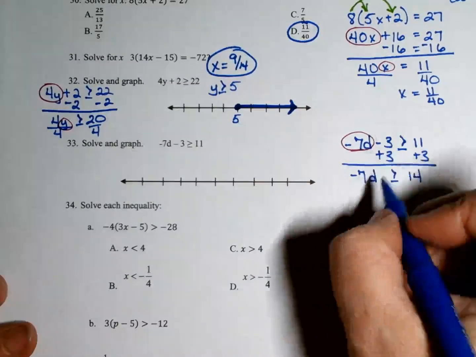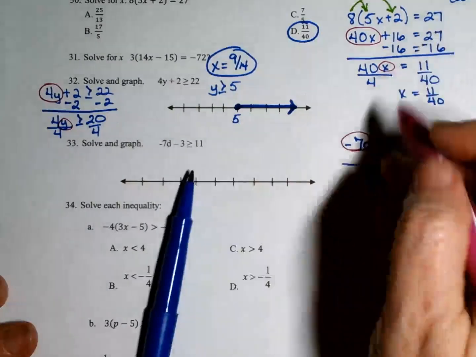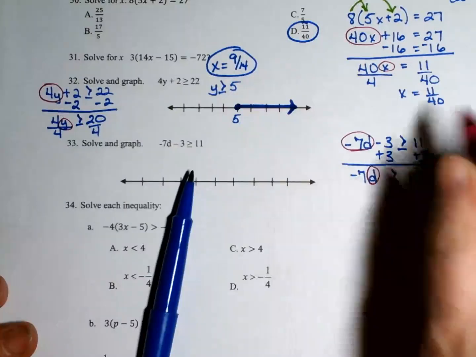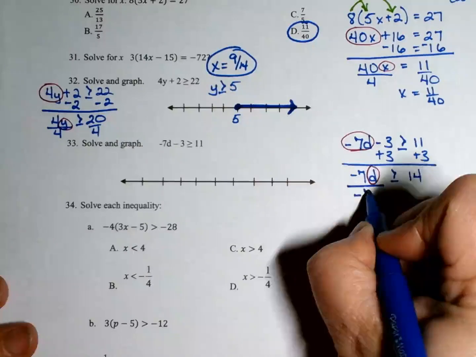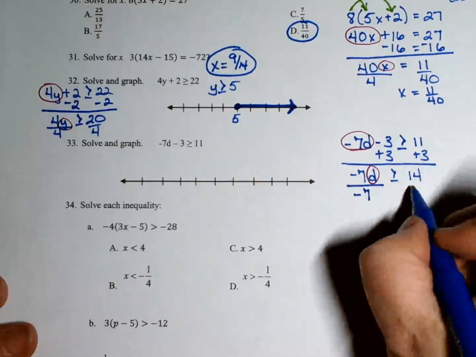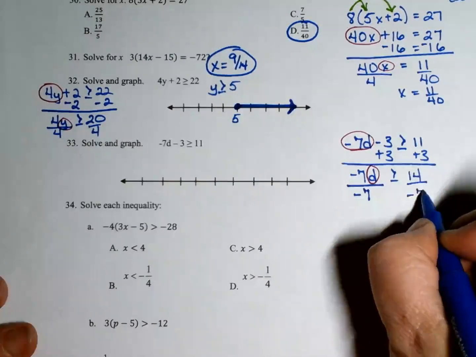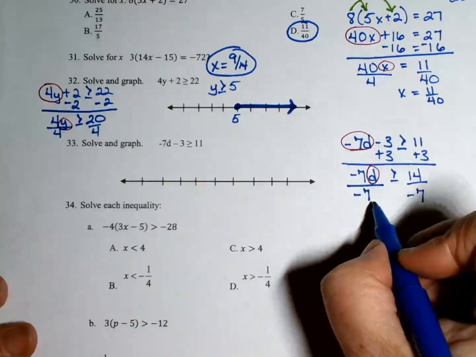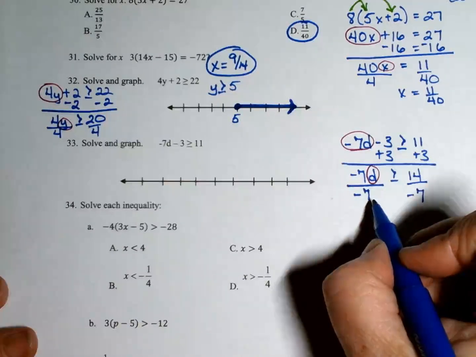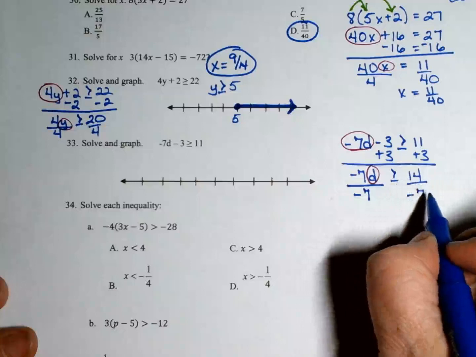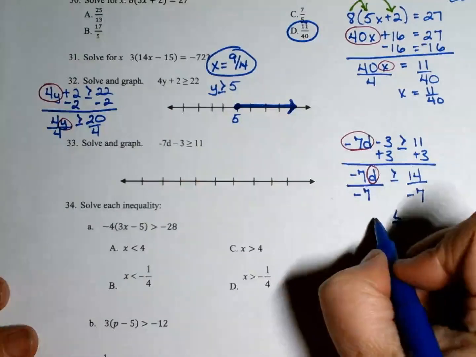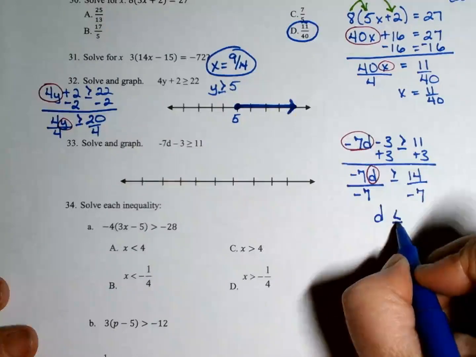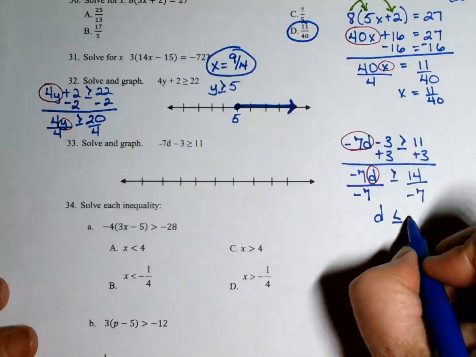Okay? Then I'm going to get this d by itself. I'm going to divide by negative 7. I'm going to divide this side by negative 7. Remember, when I multiply or divide by a negative number across the inequality sign, that inequality sign flips. So I'm left with d is less than or equal to negative 2.